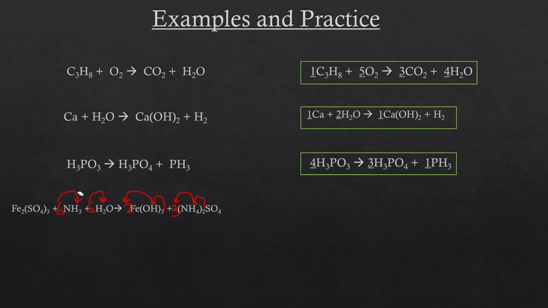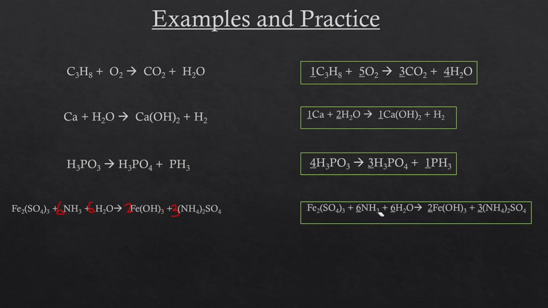So every species that we have has been balanced. And our final equation is shown right here. So we have 6, 6, 2, 3, 6, 6, 2, 3. That checks out and it looks good.